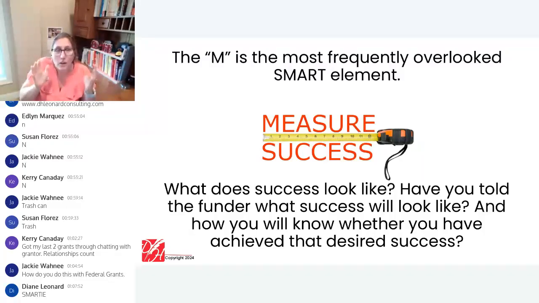But what our grant makers, remember what we talked about, the things we don't say? Our grant makers care about impact. Not that the lights are on, not that the doors are open, not that we're operating, they care about the impact. They want to know, what does success look like?